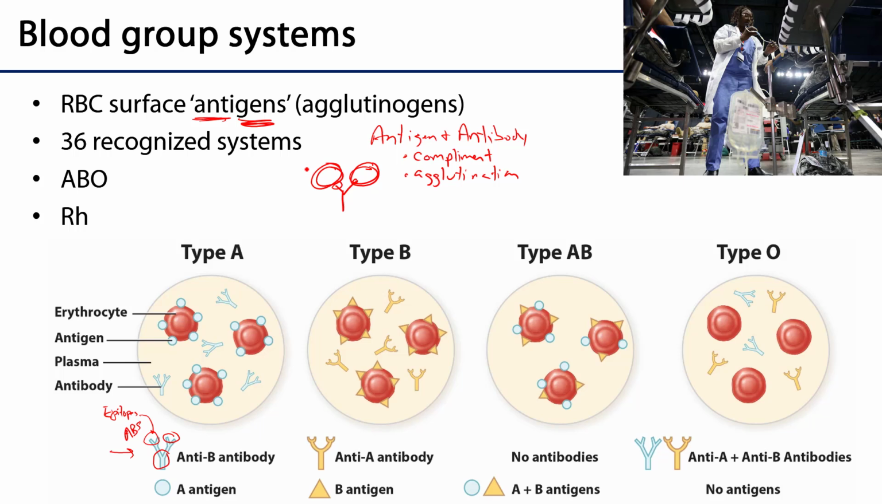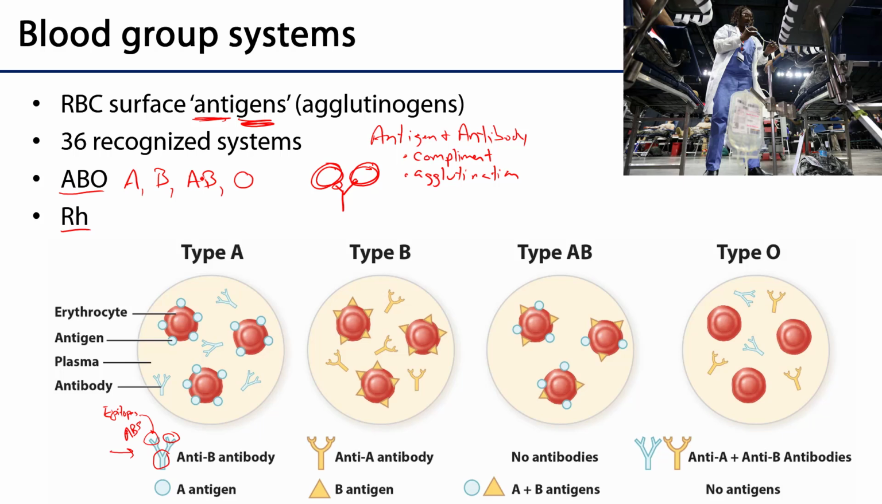Now, there are hundreds of recognized surface membrane proteins on erythrocytes, and these are organized into 36 different recognized systems. Of these 36 recognized systems, the two most popular that we hear of are the ABO group and the RH group. With the ABO, you can either be type A, type B, type AB, or type O.